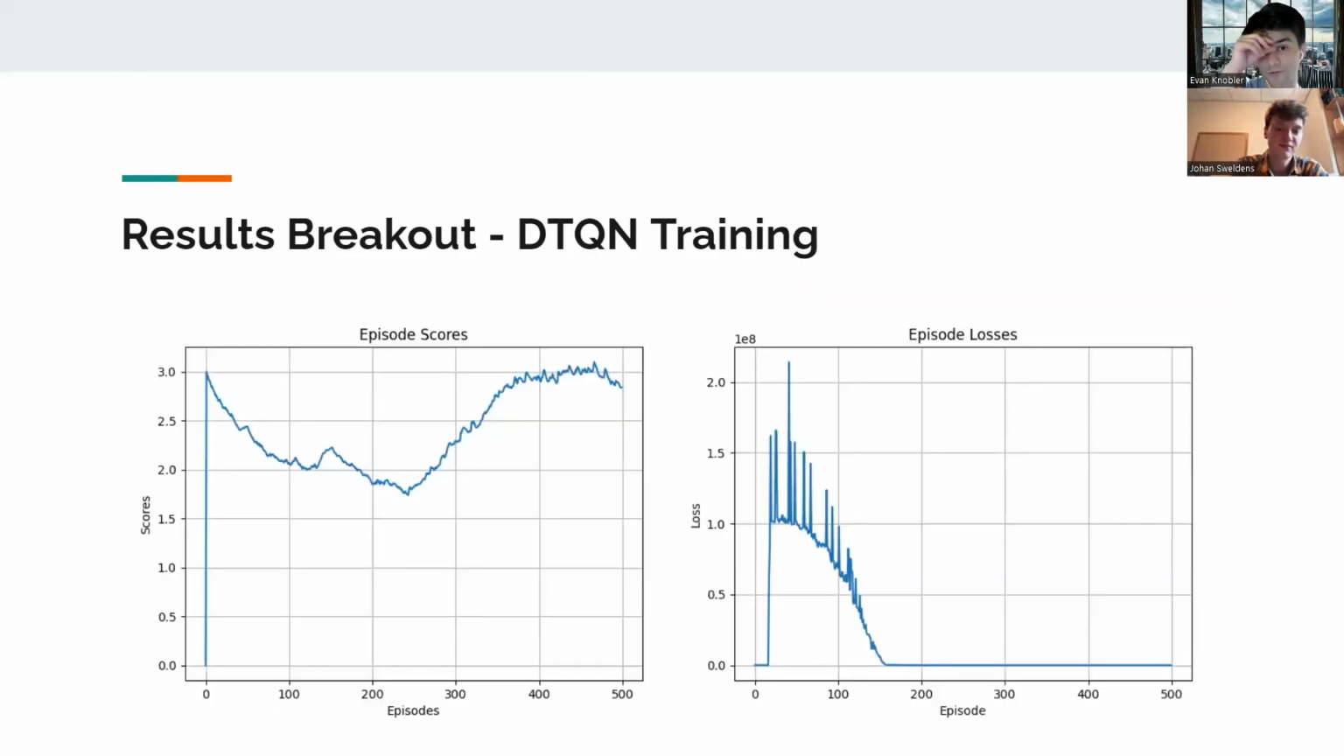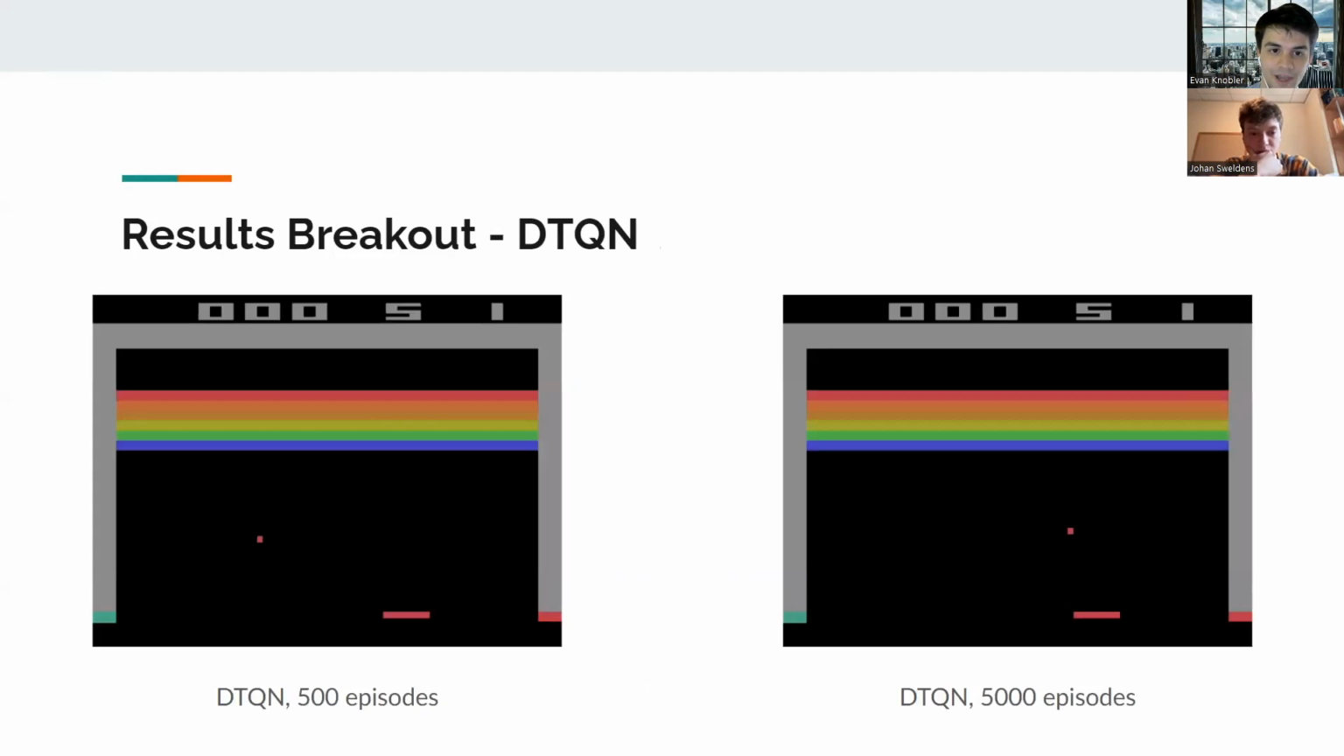And these are the results for the same game, Breakout, but with a DTQN. Notice how the results here are actually trained quite well. It starts out at 3, it takes a dip in the middle, but then it retrains after finishing its initial exploration and ends up with a maximum score that's greater than the initial. And here are the results.